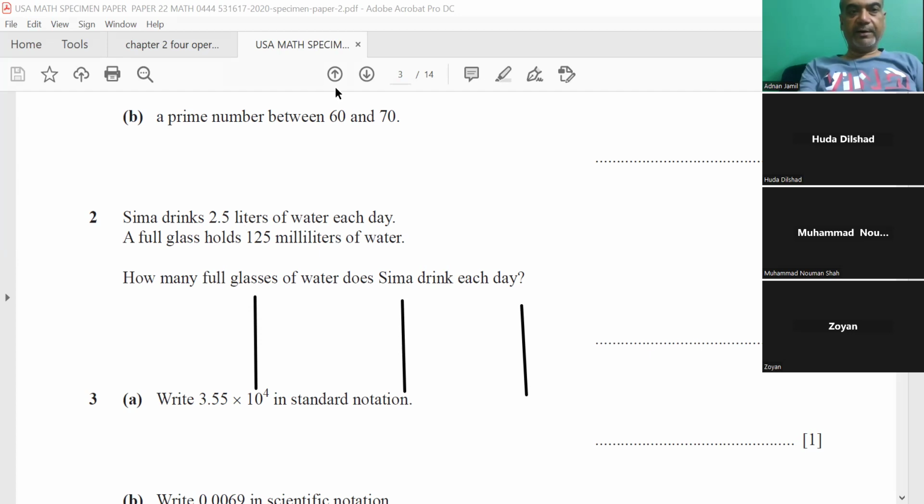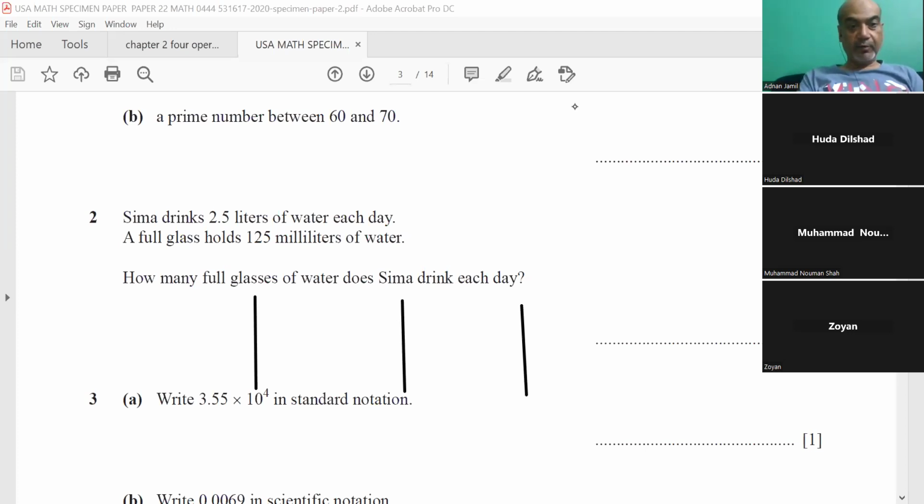Just a 2.5 liters. Whenever there is a difference in the units, you automatically get the idea that they want us to convert some of the units. Seema drinks 2.5 liters of water each day. She is a very good girl, drinking a good amount of water, and a full glass holds 125 milliliters of water. How many full glasses of water does Seema drink?